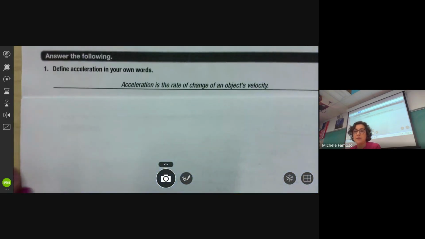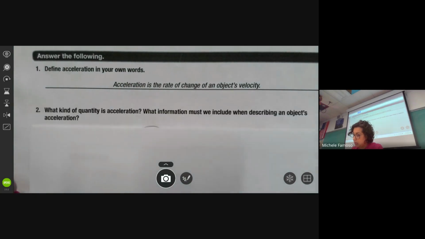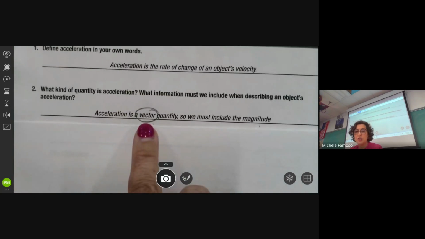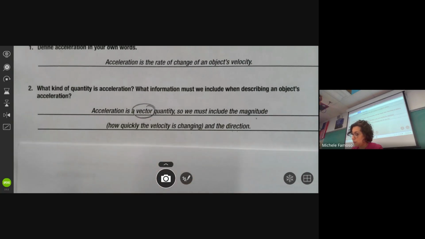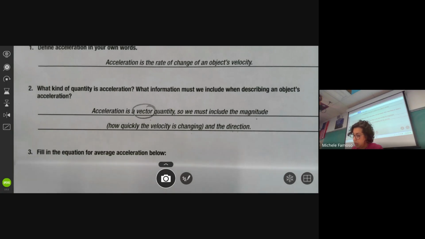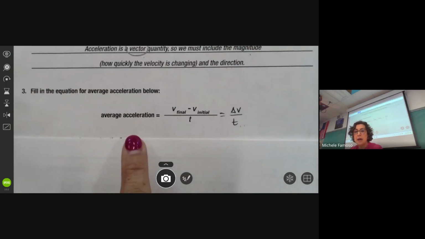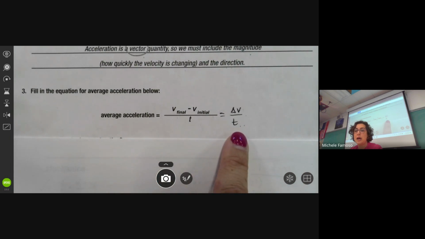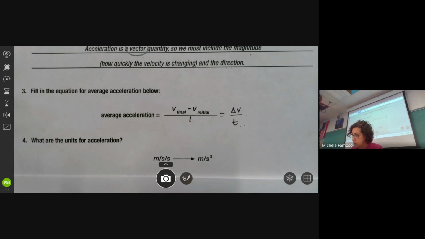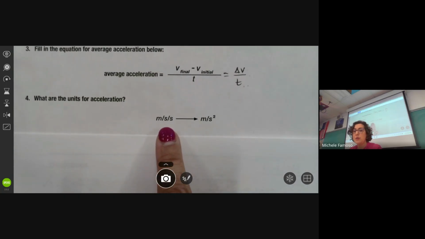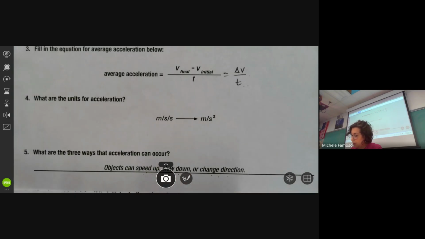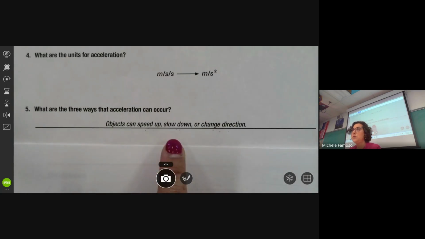So define an acceleration in your own words. It's the rate of change of your velocity. What kind of quantity is acceleration? It's a vector, and it must include both magnitude and direction. Number 3, the equation for average acceleration is change in velocity over time, or VF minus VI over T. The units for acceleration are either meter per second or meter per second squared. The 3 ways you can accelerate are by speeding up, slowing down, or changing direction.